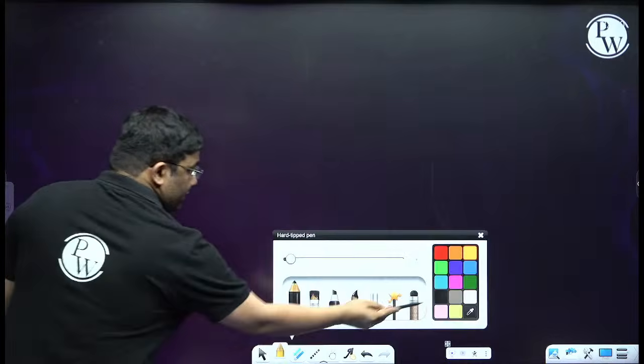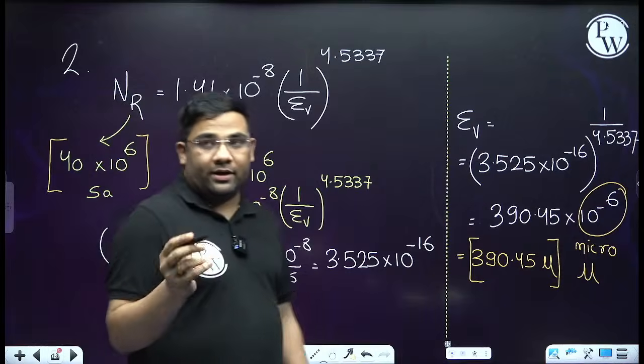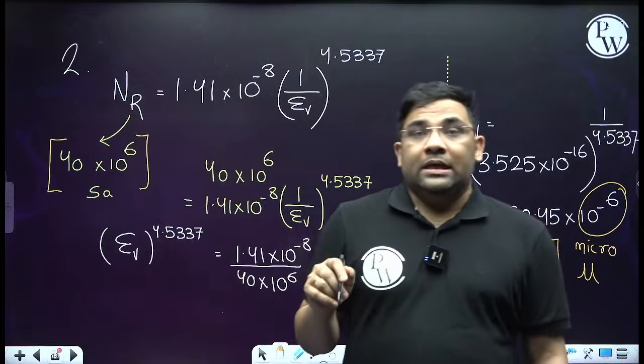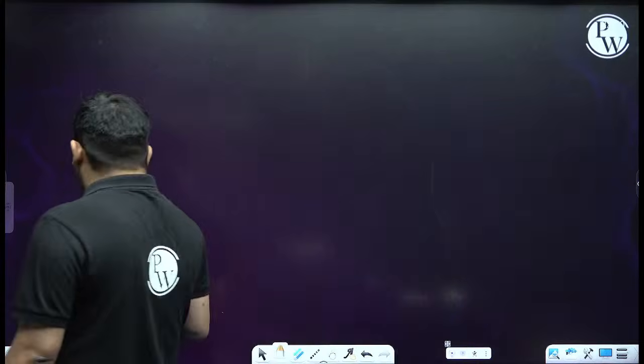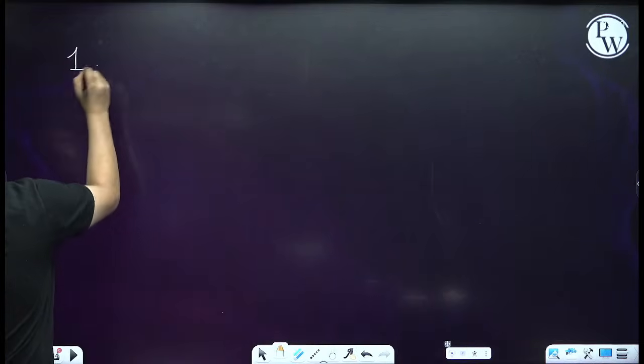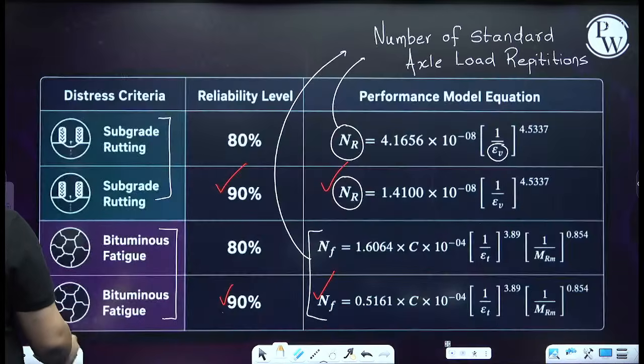But this was for the rutting. Yes, see, this vertical strain is responsible for rutting. Now they can also ask you for the fatigue cracking, which was the first question. Let us solve for fatigue cracking. So the fatigue cracking equation for 90% reliability was how much? The equation was this one.